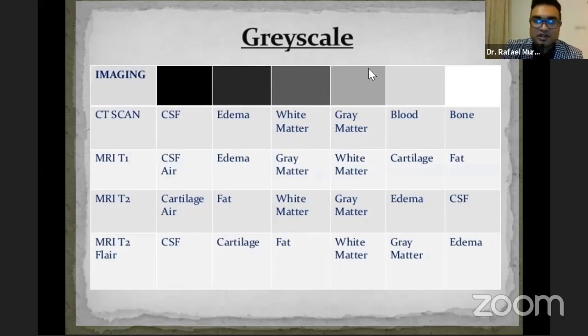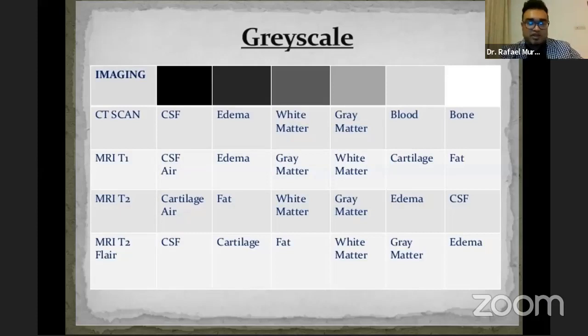So in the grayscale, we can see the CT scan. The CSF is black, and the edema, which normally surrounds the tumor or neoplasm, is somewhat dark gray, and white matter is gray. Gray matter is somewhat lighter gray. Blood is near white, and bone is purely white.